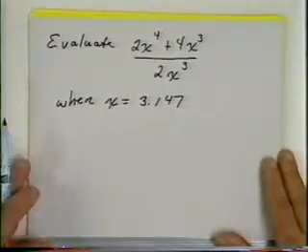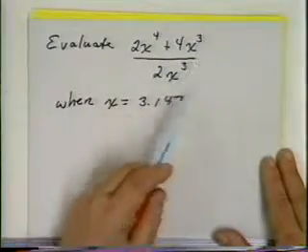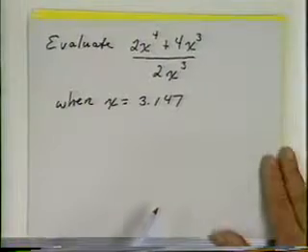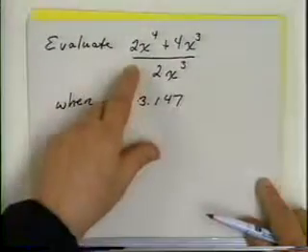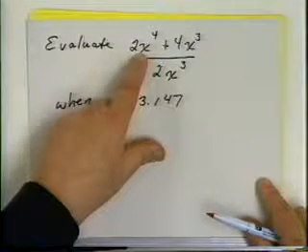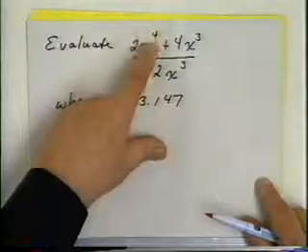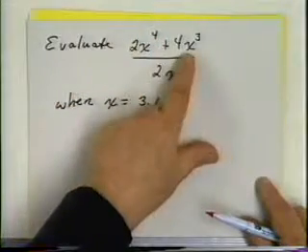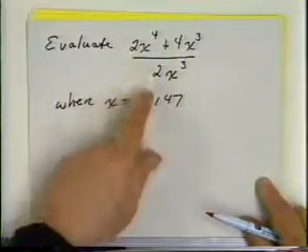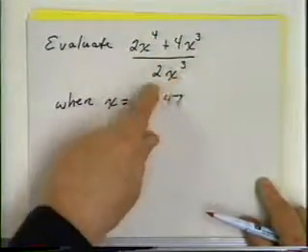Suppose I said to you, evaluate 2x to the 4th plus 4x cubed over 2x to the 3rd when x is 3.147. Now, the brute force way of tackling this problem is to say, oh, I'll just replace x by 3.147. So this is going to be what? 3.147 to the 4th power times 2. This will be 3.147 to the 3rd power times 4. I'll add those up. Then I'll divide by what? 3.147 to the 3rd power times 2.